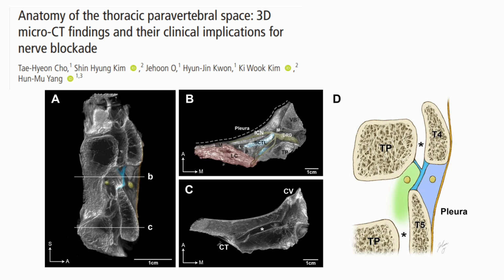The anatomy of the thoracic paravertebral space was demonstrated by micro-CT study by Cho et al. In this study, the authors demonstrated that the superior costotransverse ligament and the innermost intercostal membrane have medial and lateral slits. So, local anesthetic placed in the posterior compartment above the costotransverse ligament tends to leak or seep inside the paravertebral space. This demonstrates the mechanism of action of the erector spinae plane block.